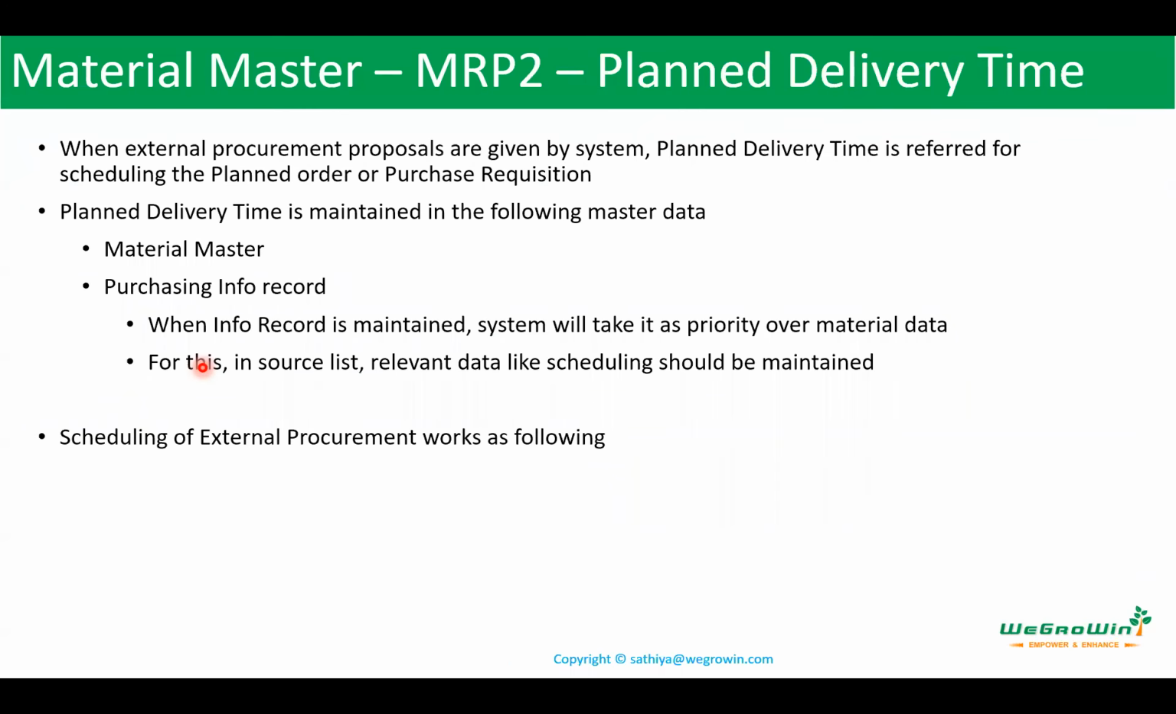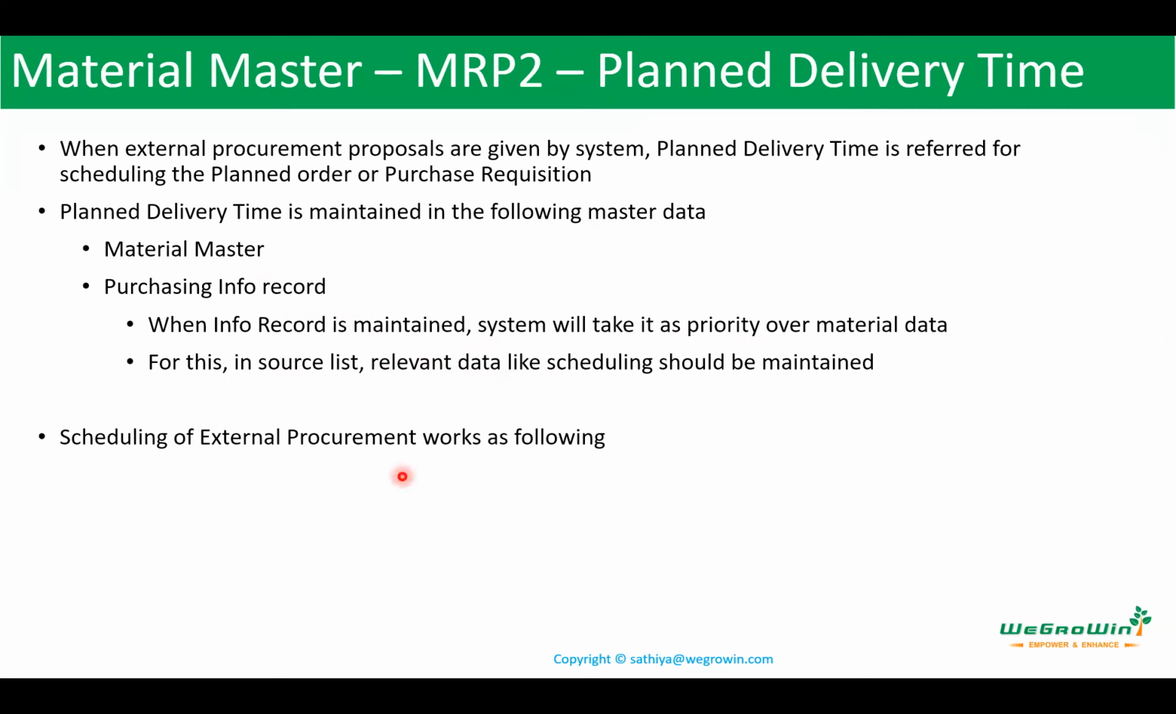Now coming to externally procured items, this is the planned delivery lead time. When external procurement proposals are given by the system, the planned delivery time is referred to, and it is maintained in the material master, so that will be taken. But whatever you maintain in the purchase info record will be taken as a priority over the material master. So if you maintain the delivery lead time in the purchase info record, that will be taken as priority, not the material master. And for the info record to be taken in the source list, relevant data like scheduling should be maintained.